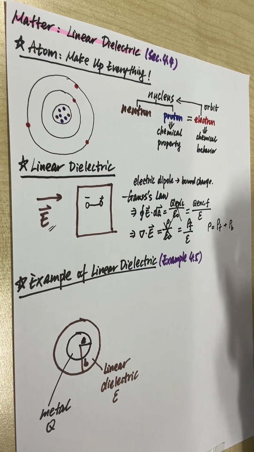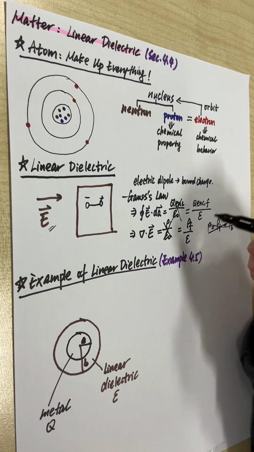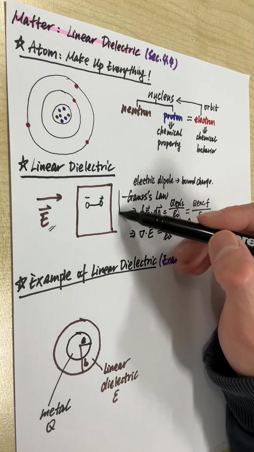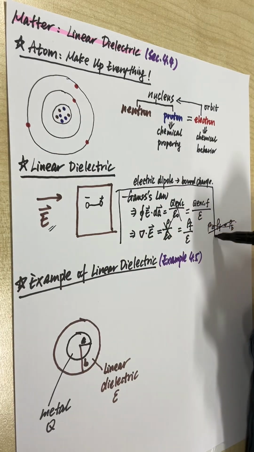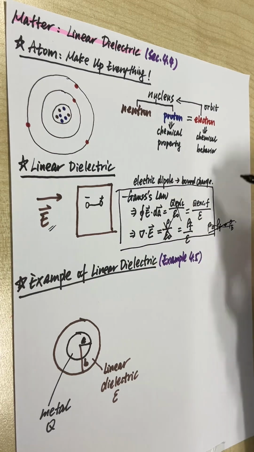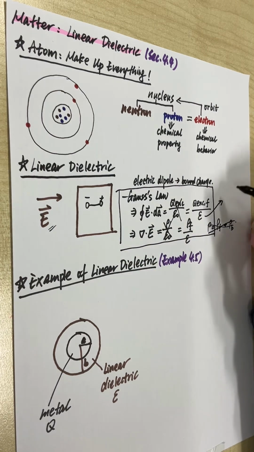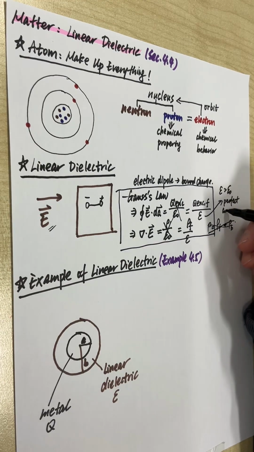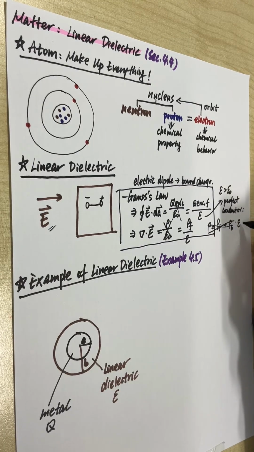Yes. But we don't need to go that far. The only thing that matters to us is that Gauss' law needs to be revised. So epsilon 0 becomes epsilon here. For most materials, we have epsilon bigger than epsilon 0, that of free space. So if I have a perfect conductor, we have epsilon approaching infinity.